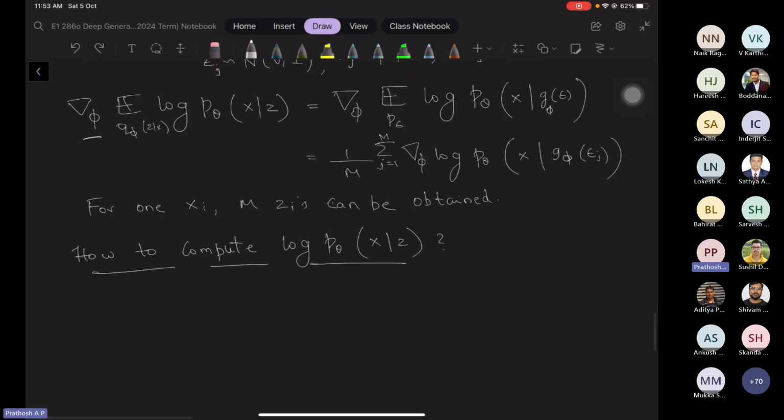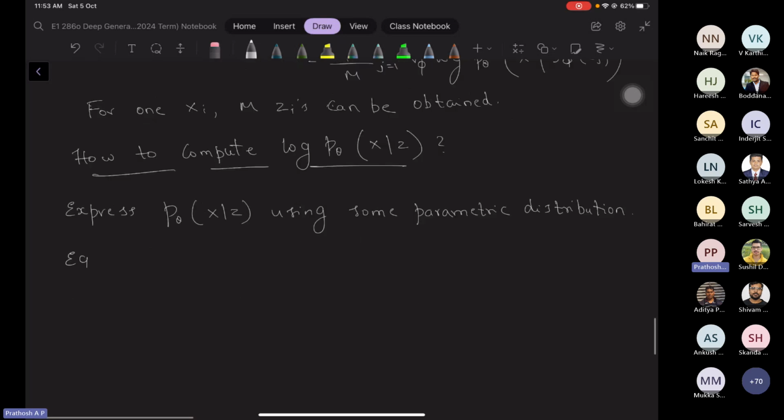Now the next question is, any other questions on this? If not, we'll move on. Now we have to compute this log of p theta of x given z. How do we compute log of p theta of x given z is the question. Again, there are multiple ways to do it. One way is to express it using some parametric distribution. This is not the only way to do it.